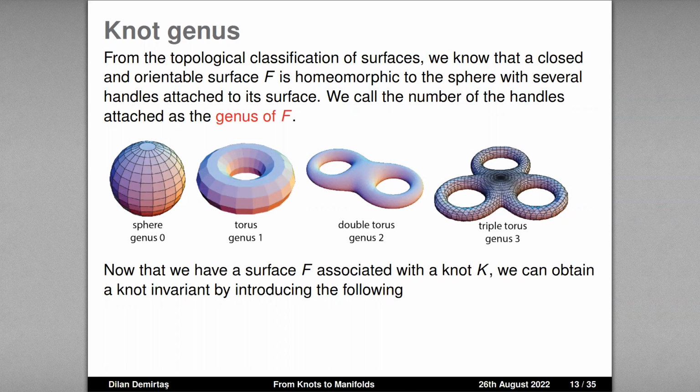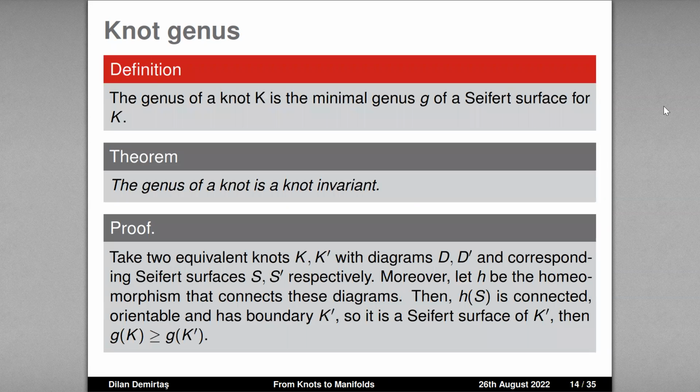We want to obtain a knot invariant by defining a genus, but there are many Seifert surfaces for a knot, so how can we define one? Well, it's quite easy. The genus of a knot is the minimal genus g of the Seifert surfaces for K, and it is in fact a knot invariant. To prove this, we take two equivalent knots, K and K prime, with diagrams D and D prime and Seifert surfaces S and S prime, and we let h be the homeomorphism that connects these diagrams.